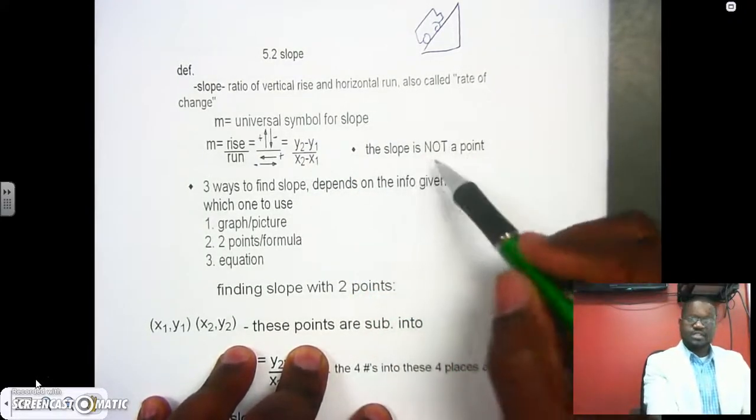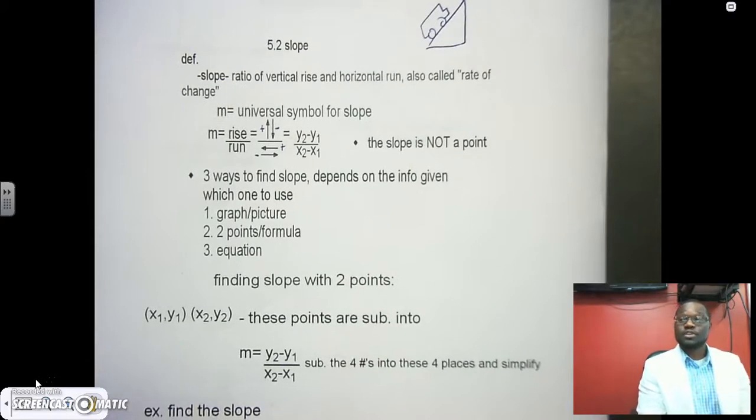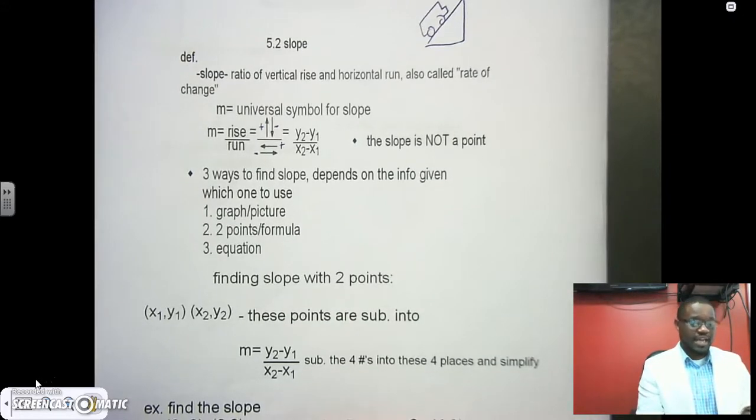Now, one thing I always like to specify is the slope is not a point. We don't want to use a point and call it the slope, or vice versa. The slope is a ratio, a measurement between 2 points. Now, there's 3 ways to find the slope, and we're going to talk about all 3. You can look at a picture or a graph and find the slope. You can look at 2 points or the slope formula, and you can look at an equation. We're going to talk about all 3. And again, this is a relationship between 2 points in a linear function. All right, so it's based on the linear function where we ended our last notes.